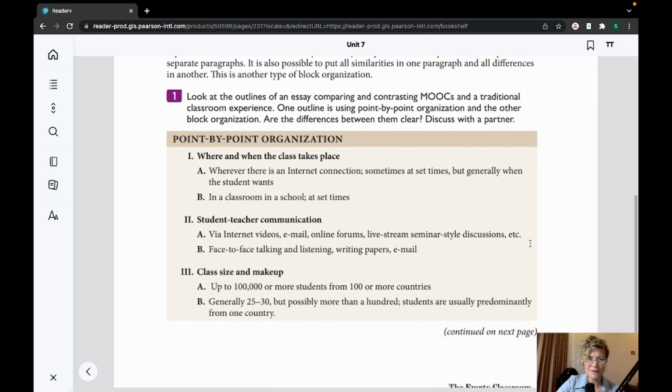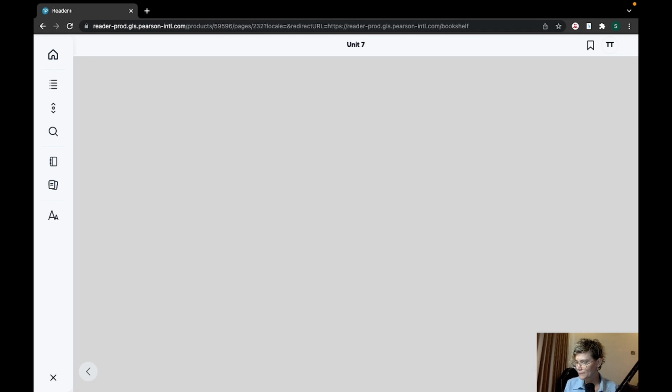So for example, point by point organization. The first body paragraph, where and when the class takes place. And the second body paragraph, student-teacher communication. The third body paragraph, class size and makeup. And in those paragraphs, you will mention the similarities and differences.